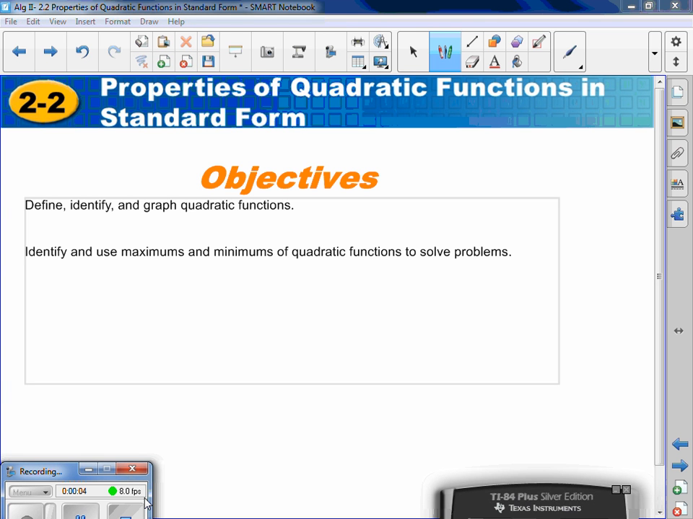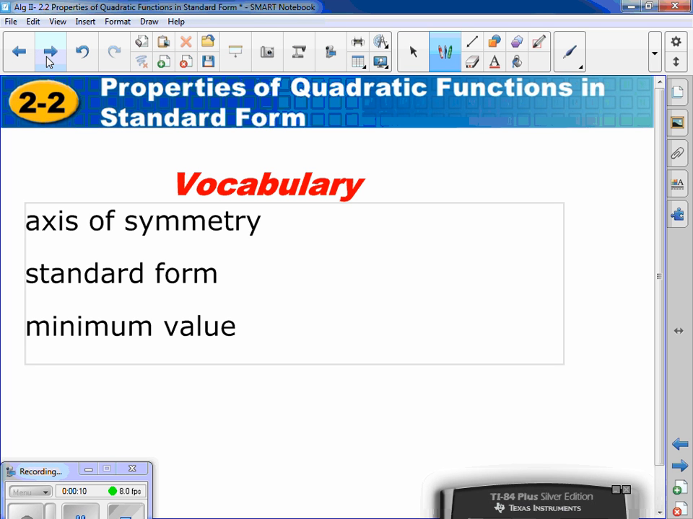Today we're starting 2.2, Properties of Quadratic Functions in Standard Form. Some of the vocabulary we're going to talk about: Axis of Symmetry, Standard Form, minimum value, and somehow maximum value got deleted.